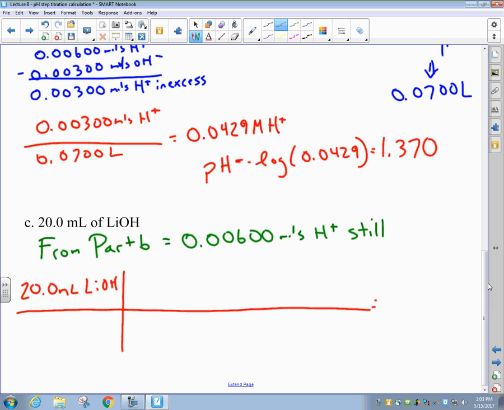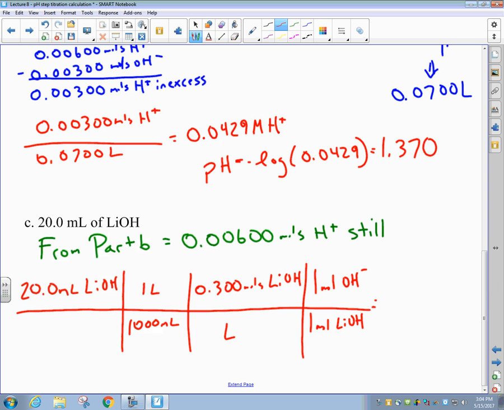We're going to convert from milliliters to liters. Then we're going to multiply by that concentration, 0.300 moles per liter of the lithium hydroxide. And then lastly, for every 1 mole of lithium hydroxide, we're going to have 1 mole of hydroxide. And we get 0.00600 moles of OH.